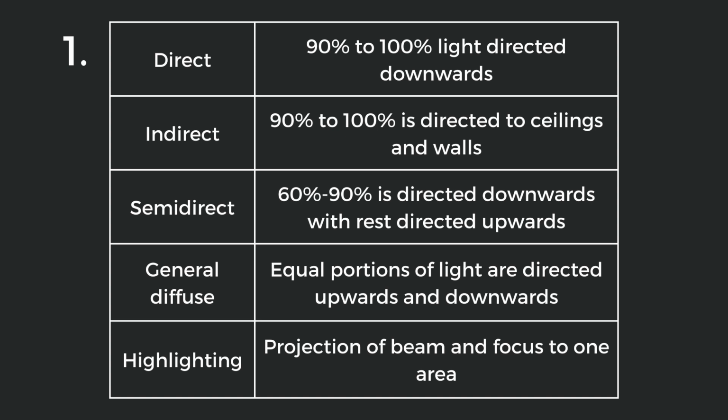There are five luminaire types with different distribution. One, Direct: 90% to 100% of light directed downwards. Two, Indirect: 90% to 100% is directed to ceilings and walls. Three, Semi-direct: 60% to 90% is directed downwards with the rest directed upwards. Four, General diffuse: equal portions of light are directed upwards and downwards. Five, Highlighting: projection of beam and focus to one area.